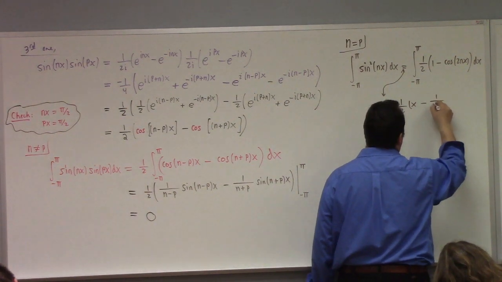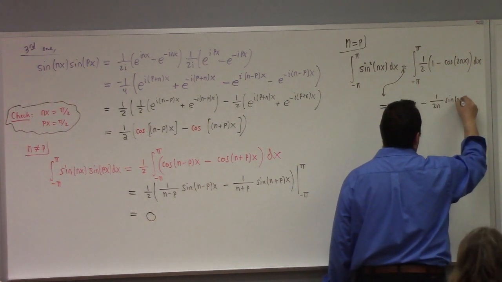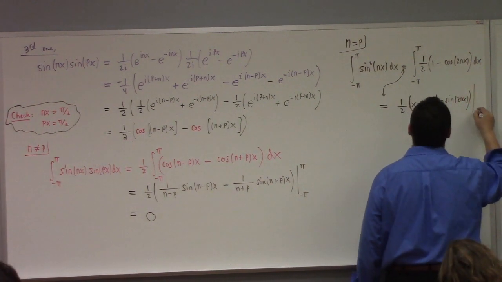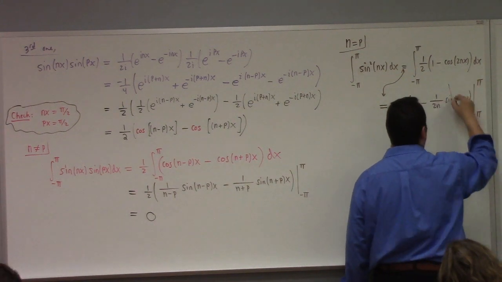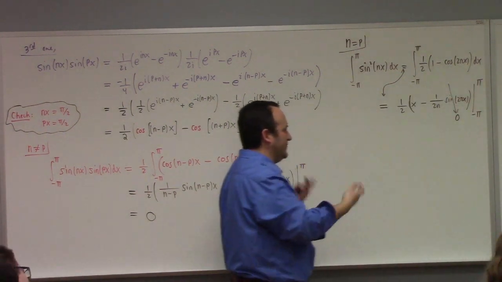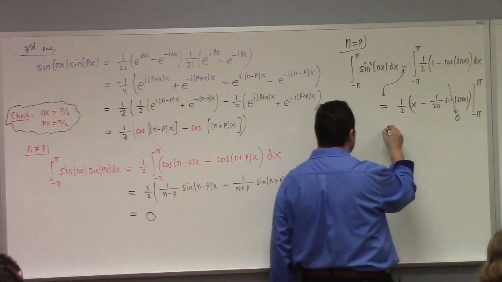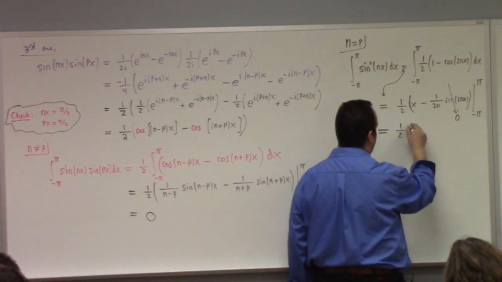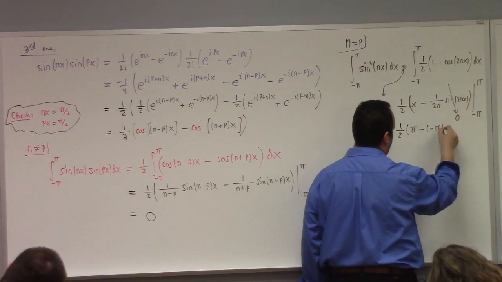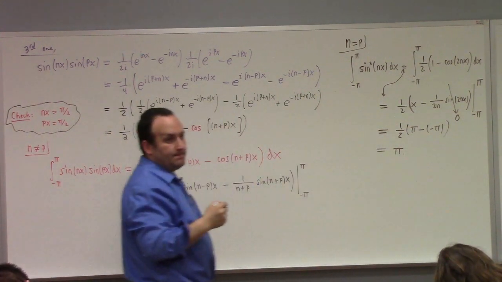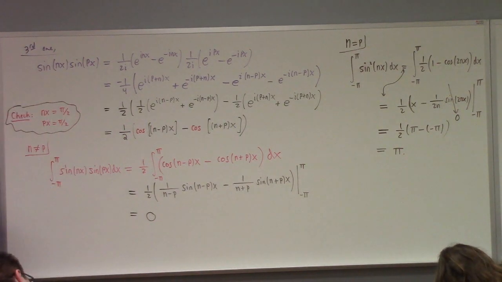1 over 2n sine 2nx evaluated from minus pi to pi. What happens here? Well, again, this guy goes to 0 because it's just a sine of a multiple of pi. But the x gives us something. What does it give us? It gives us pi. So this is the case-wise defined story. We get 0 if n is not equal to p, and we get pi if n is equal to p.